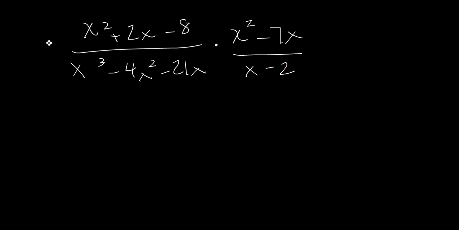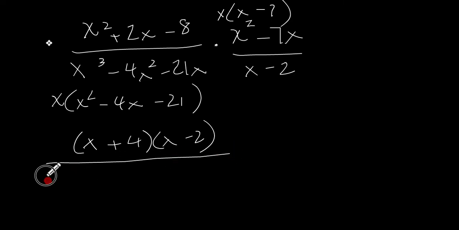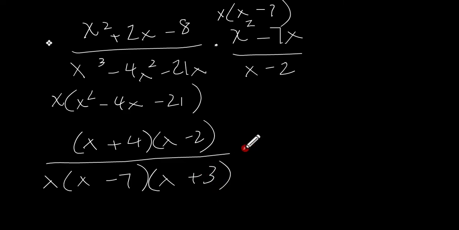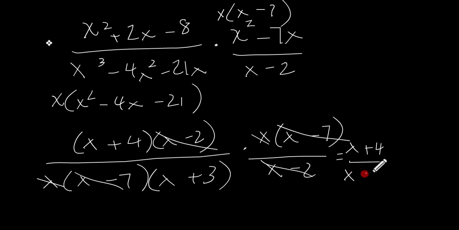Okay, now you have to factor it. So you need to factor out the common monomial factor, which would be x for this one. So it would be x squared minus 4x minus 21. And up here we can take out an x. It's going to be x minus 7. Now I'm going to factor it. So this is going to be x plus 4, x minus 2. Denominator, you got the x out there. So it's going to be x minus 7, x plus 3. And times x minus 7, x minus 2. You just start crossing out the like things. The x's cross out, and you end up with x plus 4 over x plus 3. That's it. Okay, last problem.